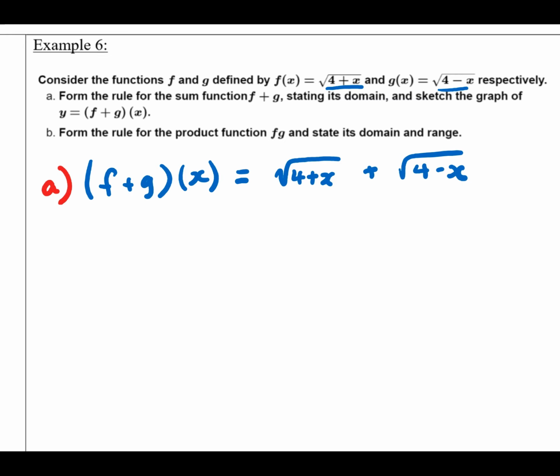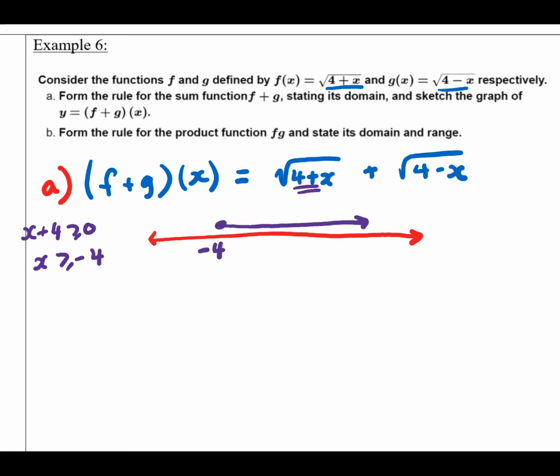The domain is going to be a little trickier, but we can just imagine this number line and think, okay, well, where is x plus 4 greater than 0? X plus 4 greater than 0? Well, that's wherever x is greater than -4. Remember that this could be equal to, because we can have the square root of 0. So that's going to be from -4 onwards.